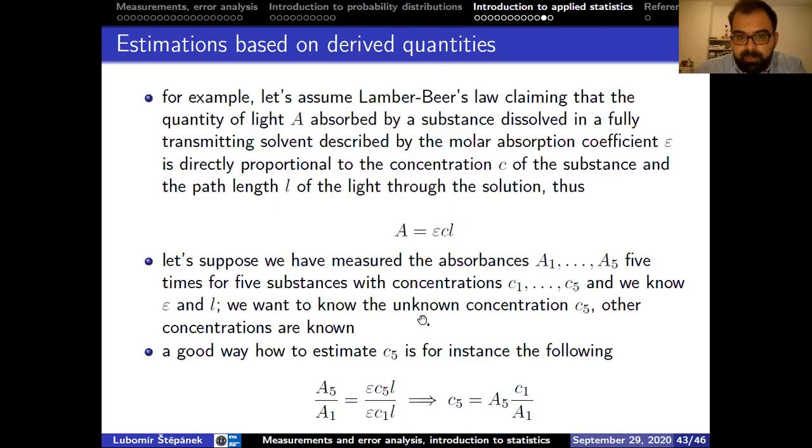But you can realize that by this approach, which is acceptable, we simply omit the rest of the measurements. So we omit the second, the third, and the fourth measurement. So how to incorporate them into this kind of derivation? I can try to calculate.